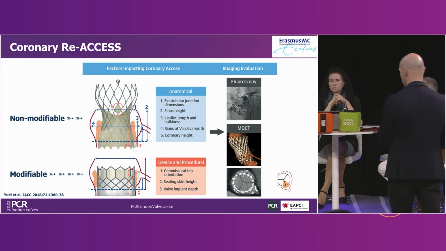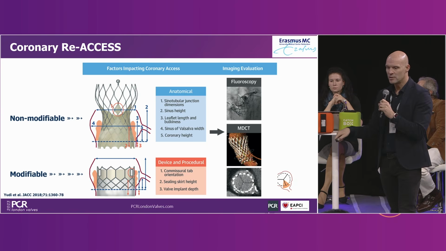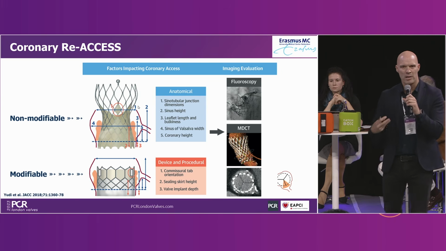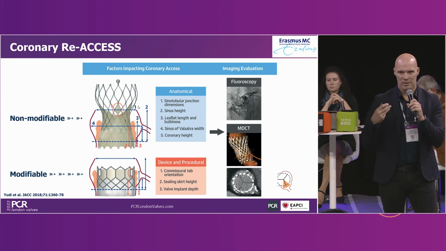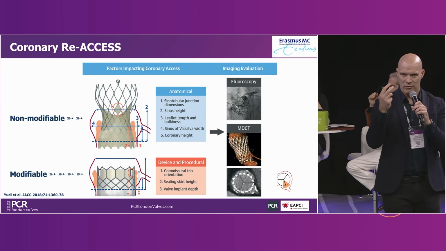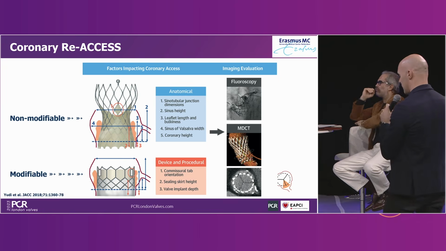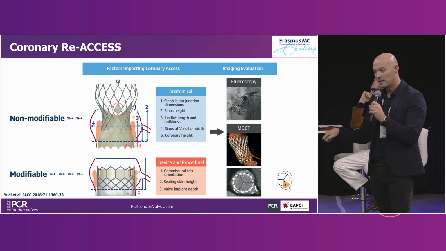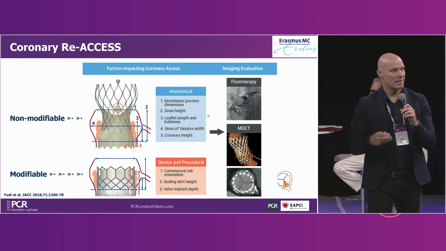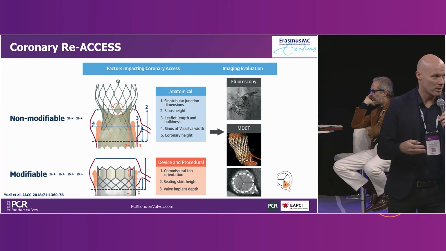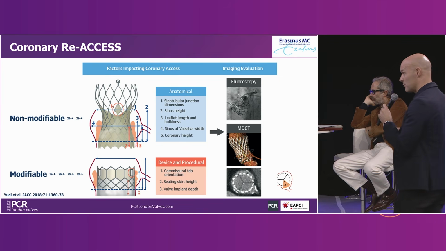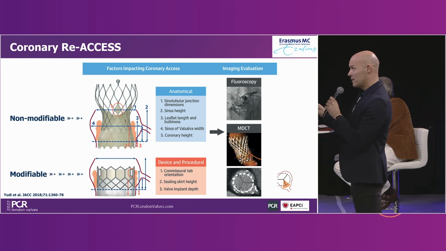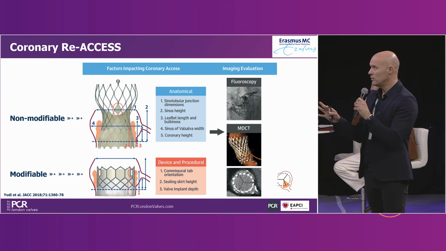The fourth anatomical reality is the bulkiness of the leaflets. If you have very bulky leaflets that are very degenerated with these chunks of calcium, well, you can imagine that if you put in a valve in these degenerated leaflets, you can pivot the leaflets towards the coronary ostia, and that obviously might affect your ability to re-access the coronaries. So, this is the anatomical part that you need to consider.